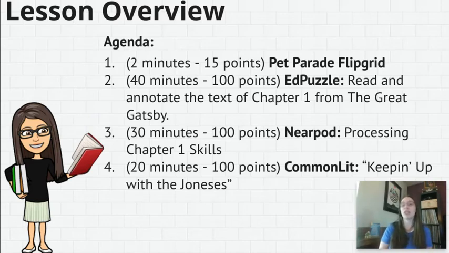Next, you're going to have a Nearpod. This is going to help you with processing chapter 1 skills. In this Nearpod, you're going to look at details about the setting, a little bit more information about the characters, and then, of course, the cover, that whole art and masterpiece thing that I was talking about. Finally, you're going to do the CommonLit, Keeping Up with the Joneses. This text is designed intentionally to prepare you for Chapter 2 of The Great Gatsby. And remember, Chapter 2 is coming next week.